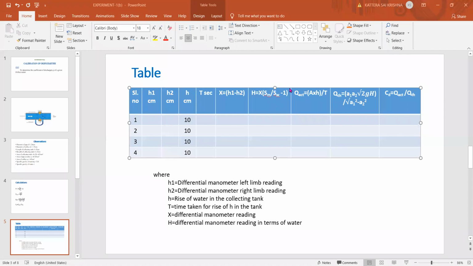13.6 minus 1 is 12.6. So if you directly multiply the value by 12.6, it will be very easy for calculation. 13.6 by 1 is 13.6, minus 1 is 12.6. So X into 12.6, for all the 4 readings.